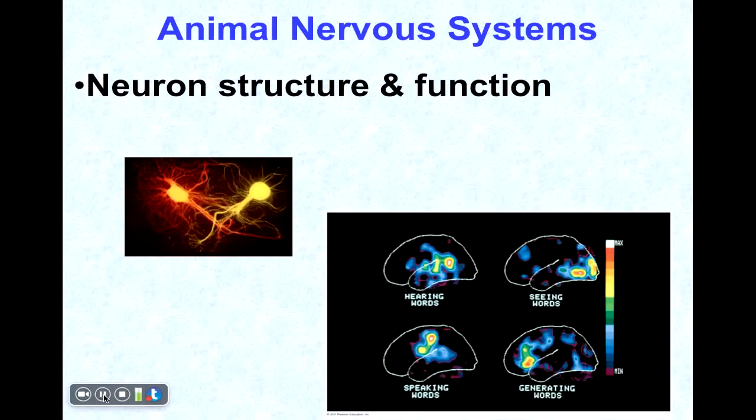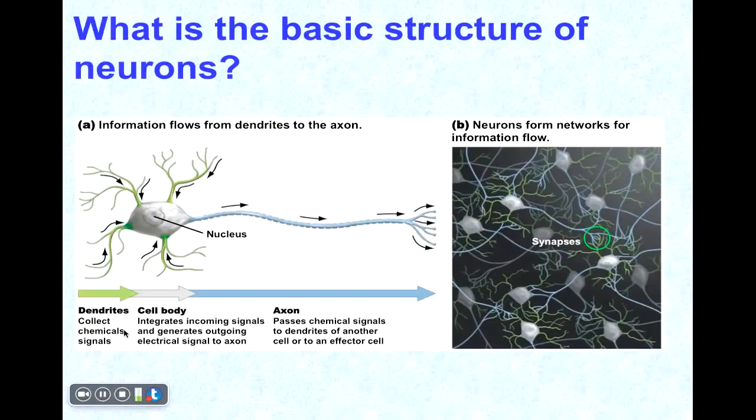This module will explore basic concepts related to neuron form and function, and we'll explore how these cells are especially adapted for very rapid signaling and communication within your bodies. Let's begin by taking a brief look at neuron structure. Now keep in mind that neurons come in a diverse array of shapes and sizes, but here we're taking a look at a basic neuron.